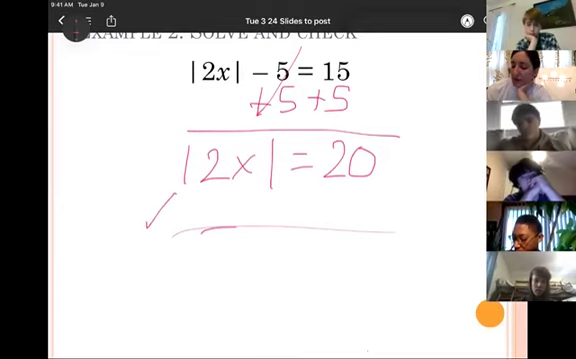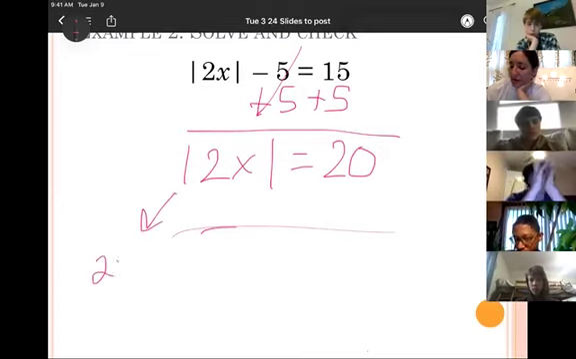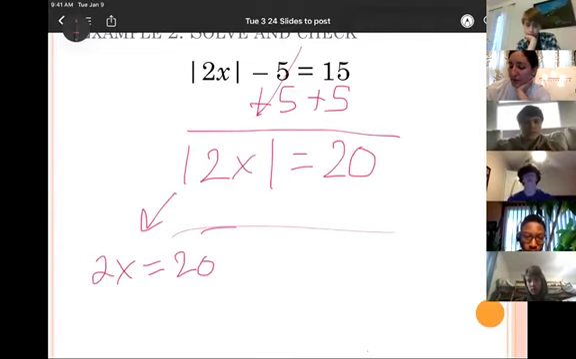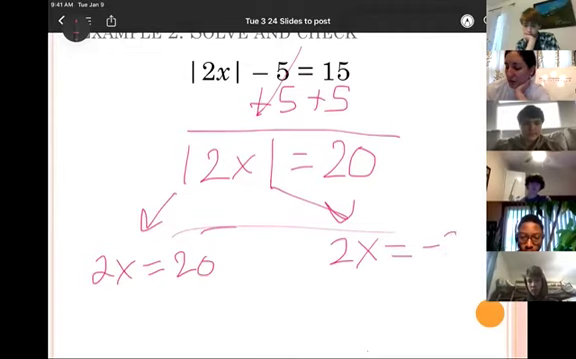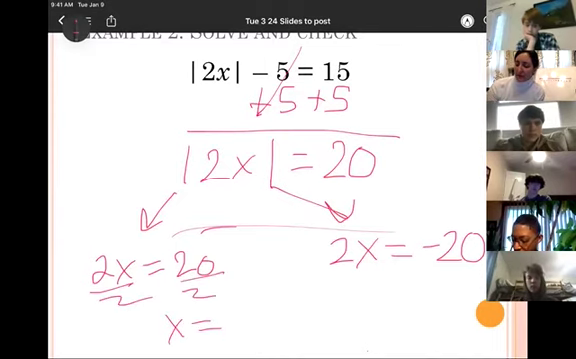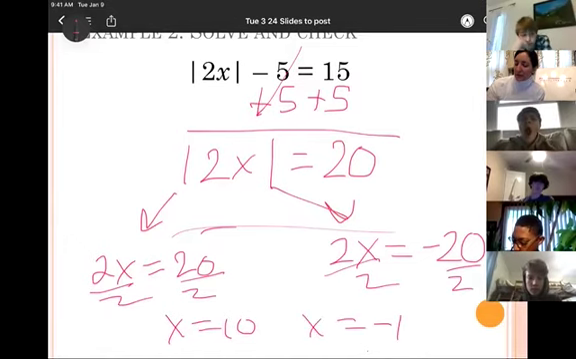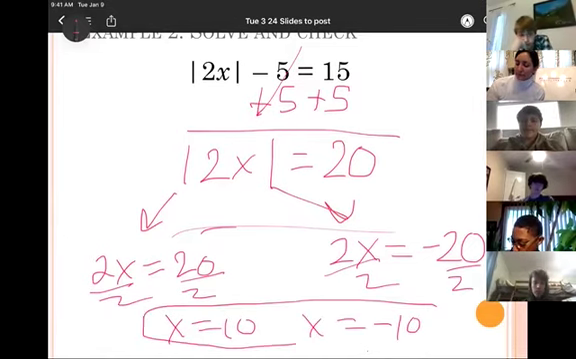And then I really need to think about 2 things. I need to think about when does 2x equal 20? And when does 2x equal negative 20? When you multiply by 10 and negative 10. 10 and negative 10. So x equals 10 and x equals negative 10. Okay. It's a little dramatic.